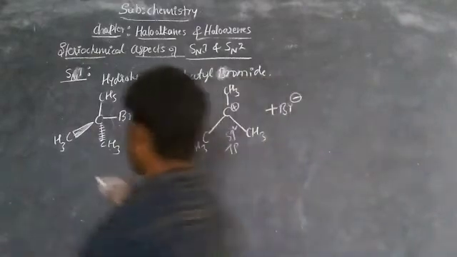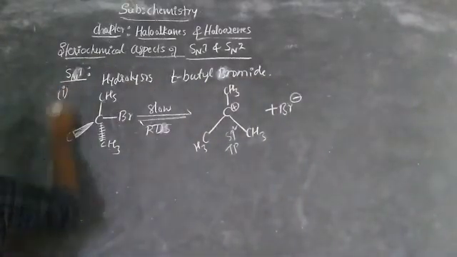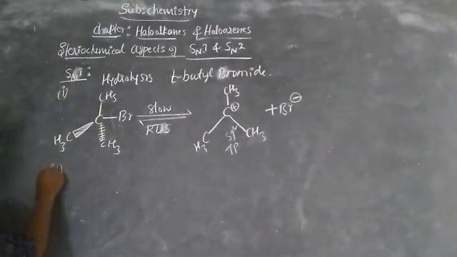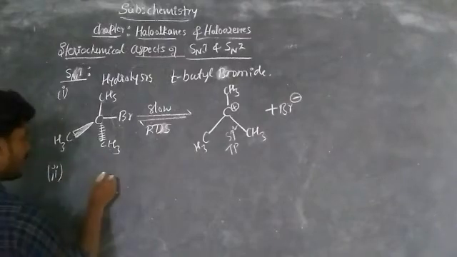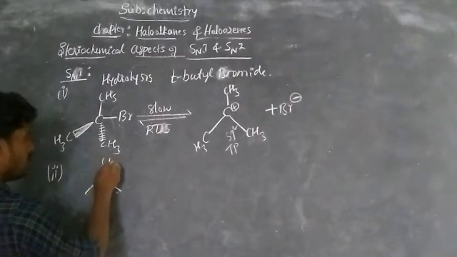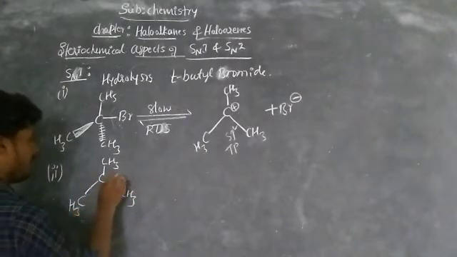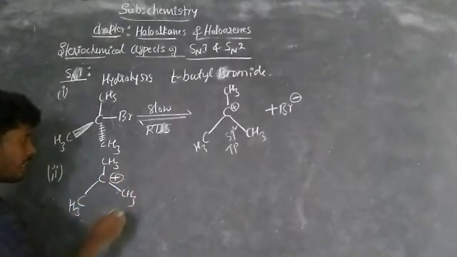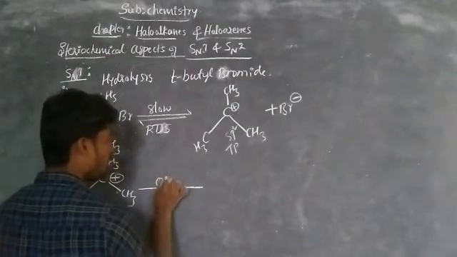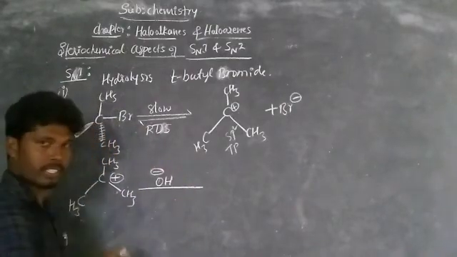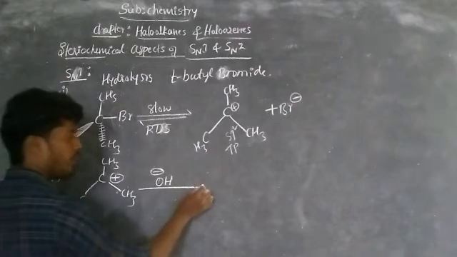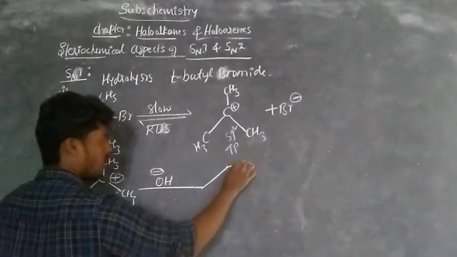This is step 1. And in the second step, we take this tertiary butyl carbocation. All these three groups are in the same plane. Now we write the nucleophile. The nucleophile is OH minus. Now here you get two compounds.